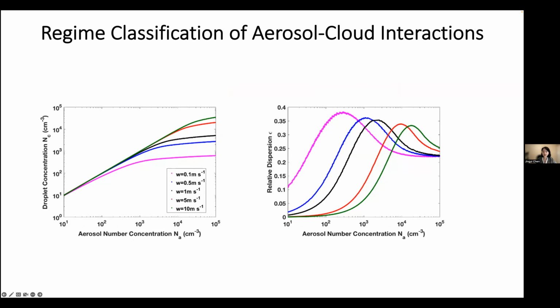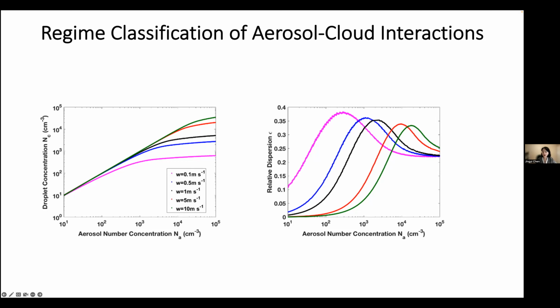To further understand the regime pattern, 5 vertical velocities from 0.1 to 10 are chosen to investigate the relationship between the microphysical properties and the aerosol number concentration. The cloud droplet number concentration NC increases with NA rapidly when NA is low, but levels off when NA is high. This is similar to some previous studies. The positive relationship between the relative dispersion and NA is found when NA is low, and the negative relationship is found when NA is high.